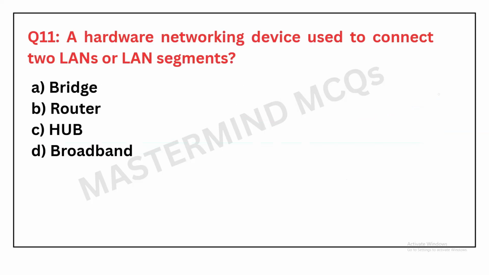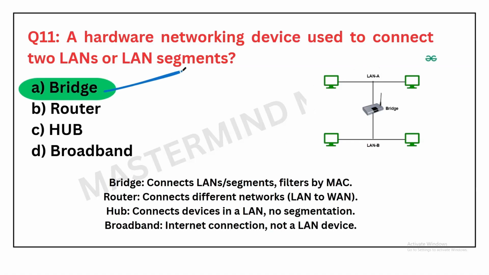Next question. Question number 11. A hardware networking device used to connect two LANs or LAN segments is: option A, bridge. Option B, router. Option C, hub. Option D, broadband. The right answer is option A, bridge.